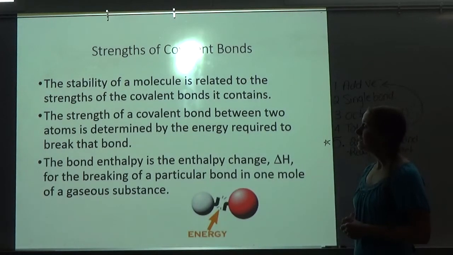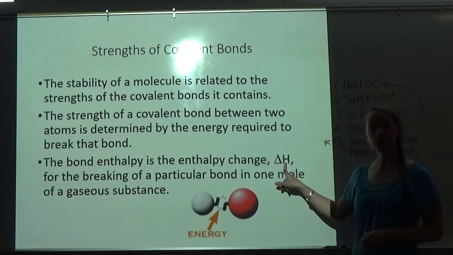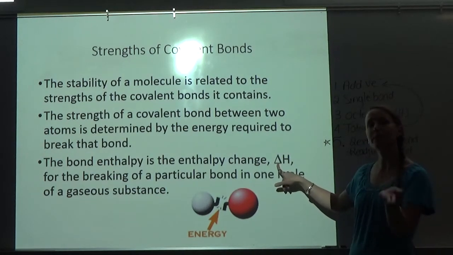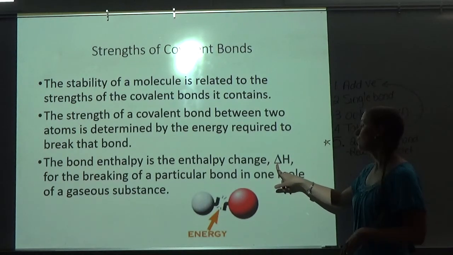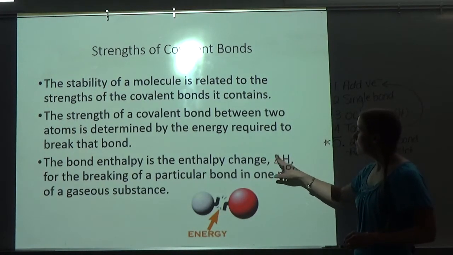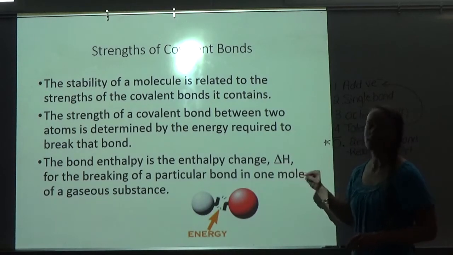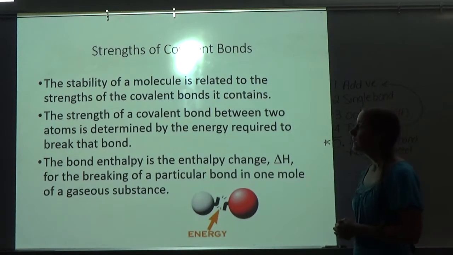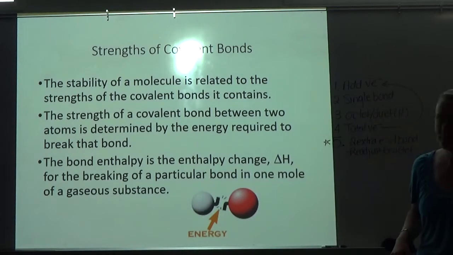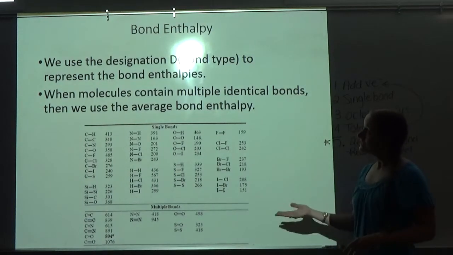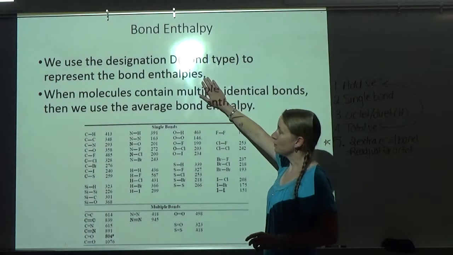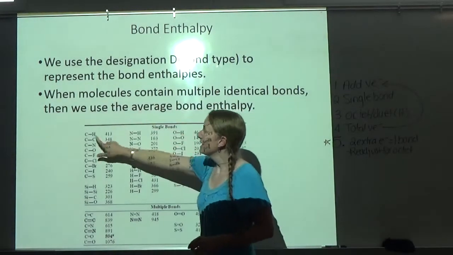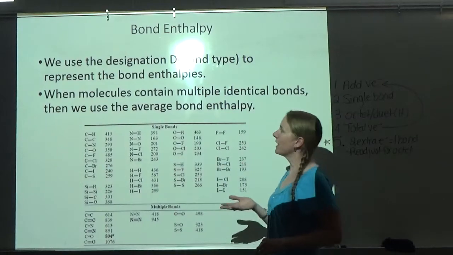So the bond enthalpy is the enthalpy change, which is represented by delta H. So delta means change in, like think about when you do slope in math, how you have change in y over change in x. And so delta H is change in enthalpy. Enthalpy is represented by H. So it is for the breaking of a particular bond in 1 mole of a gaseous substance. So we use the designation D and then the bond type to represent the bond enthalpy. So it might say D in parentheses C-H to represent a carbon-hydrogen bond.